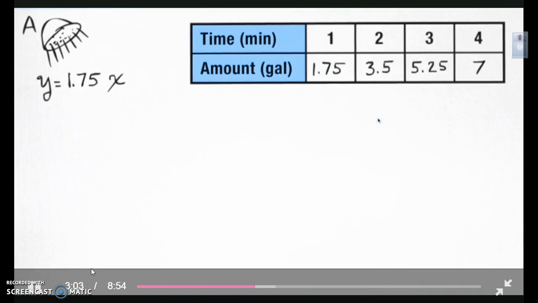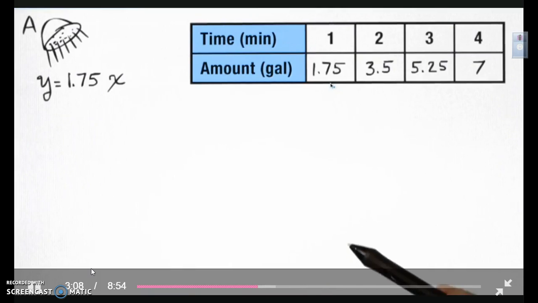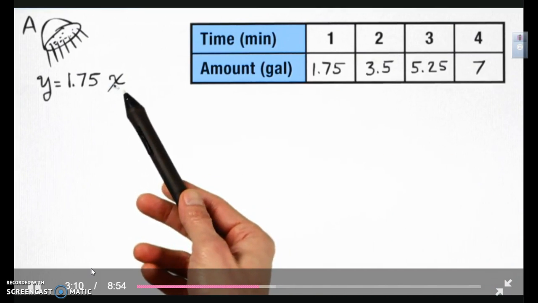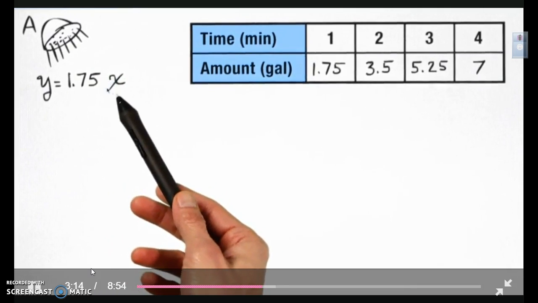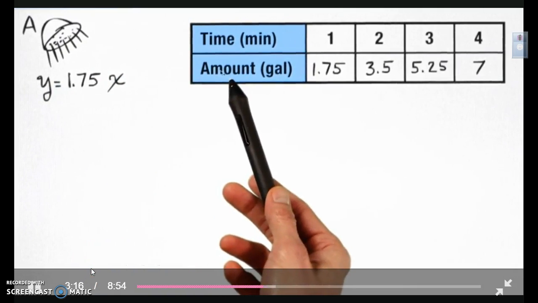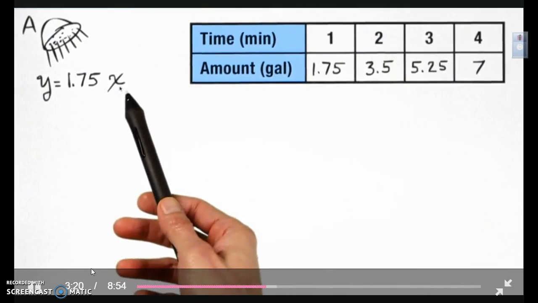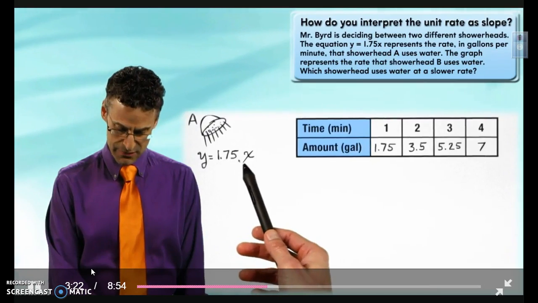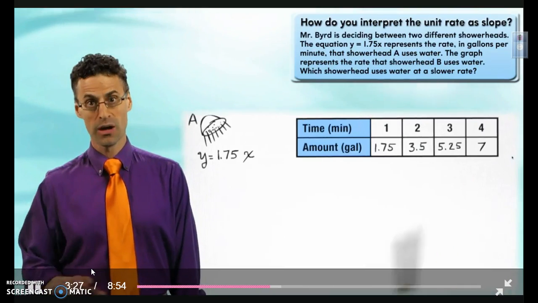The first one's really easy, right? In 1 minute I see that I've used 1.75 gallons, and that's easy to see. Let x equal 1. When I plug in 1, 1 times 1.75 is equal to y, which represents the gallons, and so I see 1.75. If you plug in 2, that's asking for what's 2 times 1.75, which if you think about it, is pretty easy to see. It's 3.5, and so on.